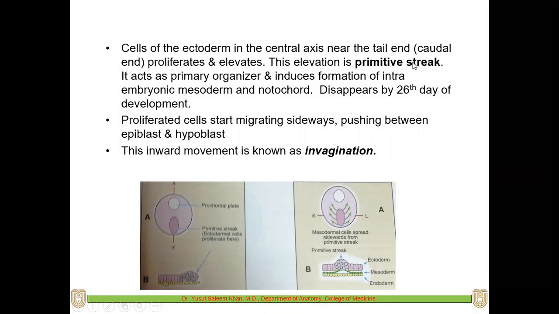This elevation is the primitive streak. If you see on the surface, this is how it looks. This is the procaudal plate and this is the primitive streak. The procaudal plate is formed near the head end and the primitive streak is formed near the tail end.